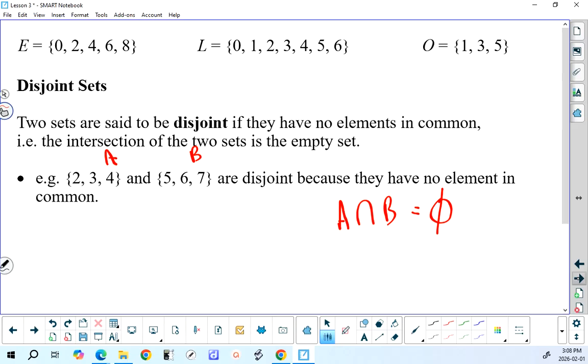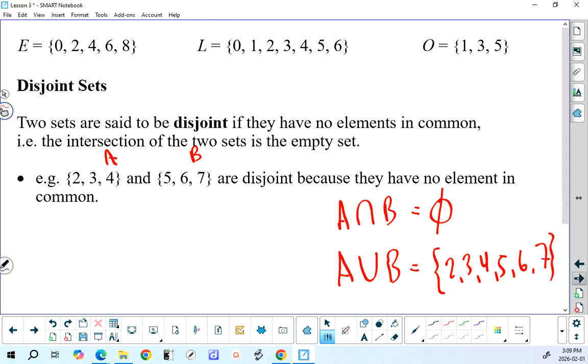Why is it the empty set? Because there's nothing in common with A and B. There's no element in A that's also in B. So if two sets are disjoint, they would have no element in common. The intersection would be the empty set. By the way, the union of these sets, even though they're disjoint, would be 2, 3, 4, 5, 6, 7. And I want to talk about that right now in terms of my Venn diagrams.